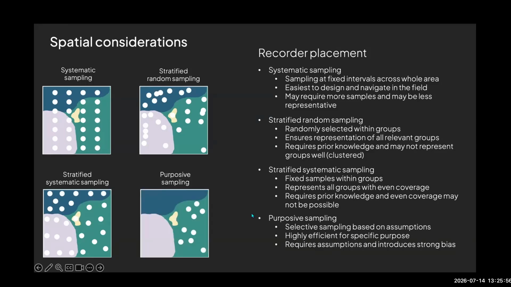And then there's purposive sampling. That's where you're selecting the sampling based on assumptions, so you are highly efficient for a specific purpose. So let's say you wanted to sample creek lines. You're just selecting the creek lines and sampling right along them, which obviously requires certain assumptions and prior knowledge. And it introduces a bias because you're only sampling that particular habitat type or that particular group.